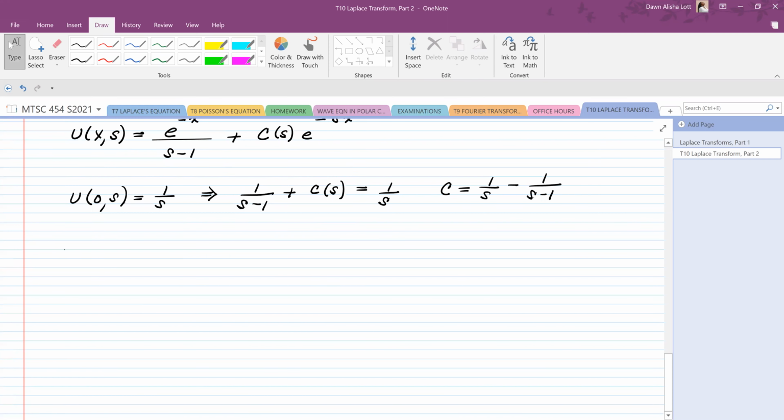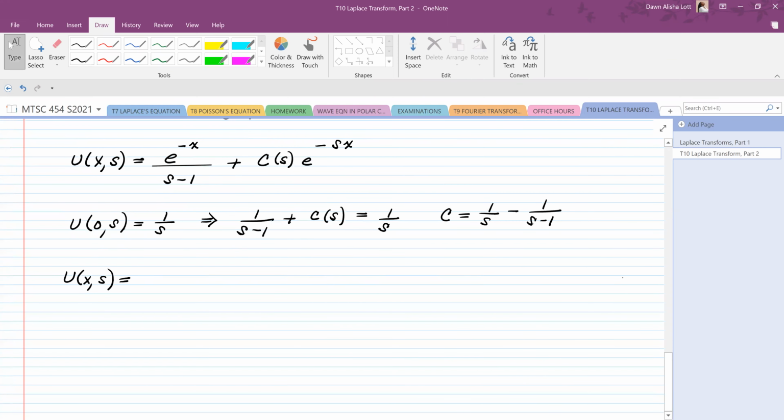So now we put it back together and we get U of x and s. I had e to the minus x divided by, oh, I hate that character, s minus 1 plus bracket 1 over s minus 1 over s minus 1 times e to the minus sx. Okay.